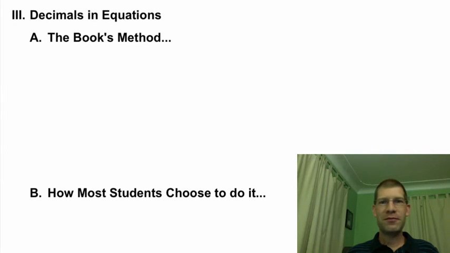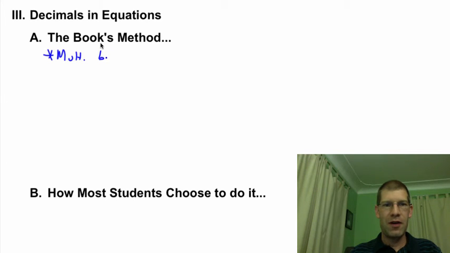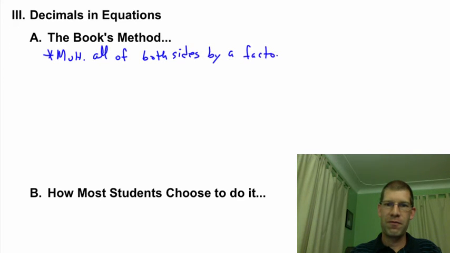The other one, and a little bit simpler, maybe I should have done it second, is when you have decimals. And the book seems to think that decimals are really hard for people. Generally they're not. Pretty much nobody ever uses the book's method on this one. What the book says is, I probably should write it, multiply all parts of both sides by a factor of 10. So multiply it by 10 or 100 or 10,000 or 100 million or something like that.